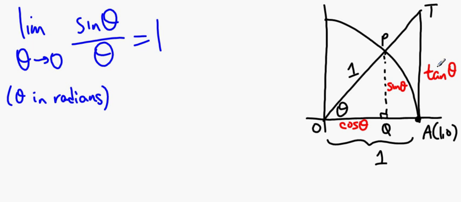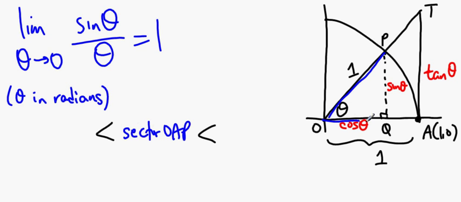And what I'd like to do is compare the sine of theta to theta itself. And I'm going to do that by making use of an inequality and a little bit of the squeeze theorem. So here's what we know. I'm going to zero in on sector OAP. That's this sector. It's a part of a circle.